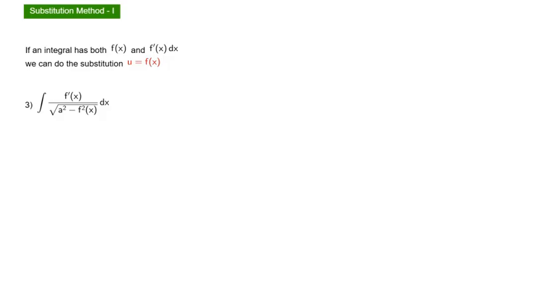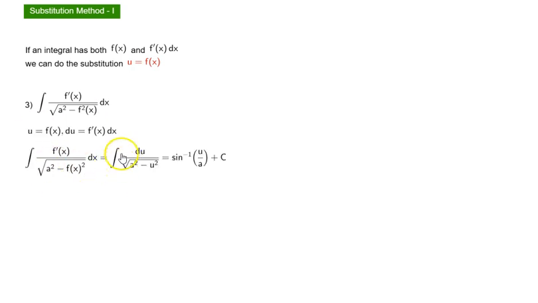Let's look at the third one. Integral of f prime of x dx divided by square root of a square minus f square x. After substitution, we get integral of du by square root of a square minus u square, which is equal to, we know, integral of 1 by square root of a square minus u square du is equal to sine inverse of u by a plus c.